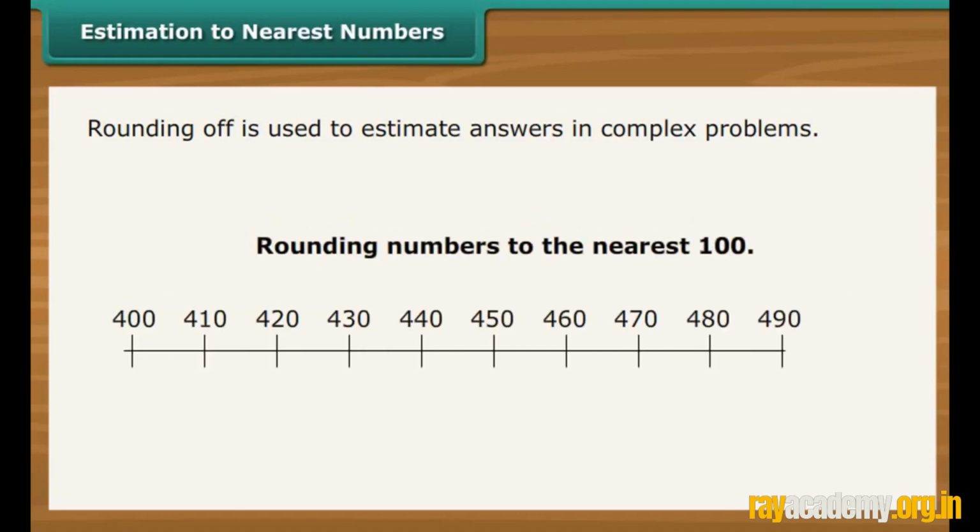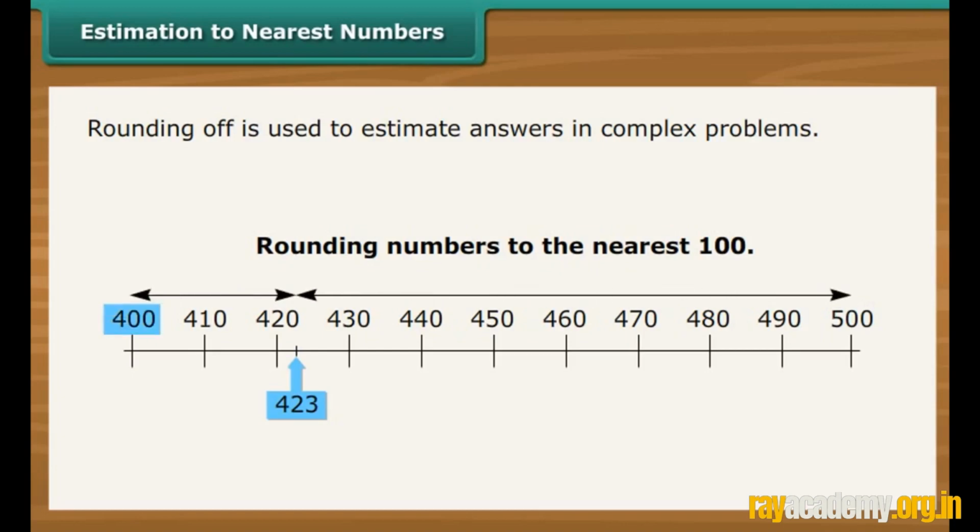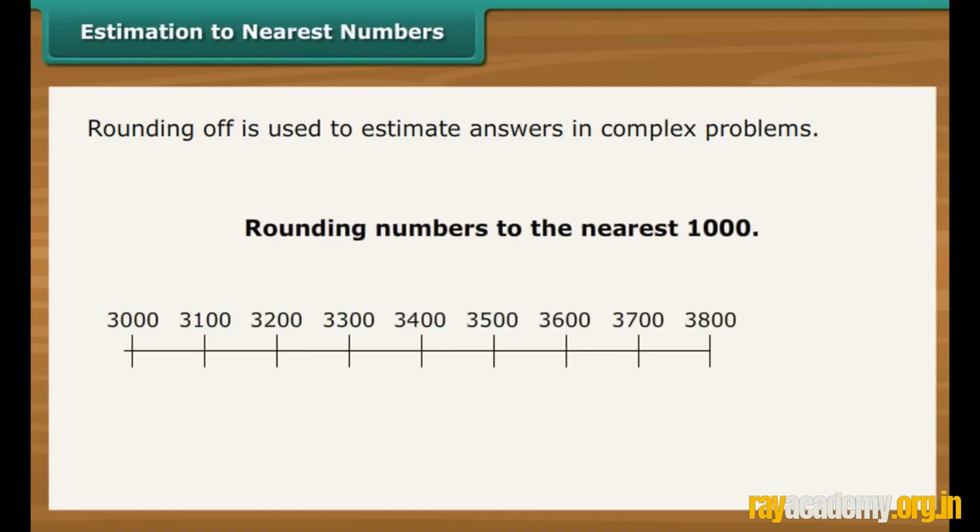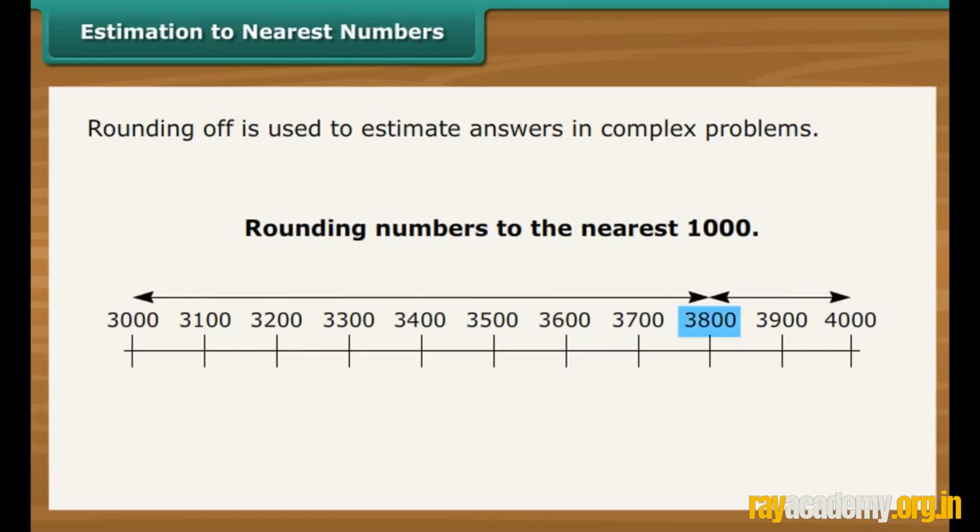Rounding numbers to the nearest 100 means finding which 100 they are nearest to. For example, 423 rounded to the nearest 100 is 400. Rounding numbers to the nearest 1000 means finding which 1000 they are nearest to. For example, 3800 rounded to the nearest 1000 is 4000.